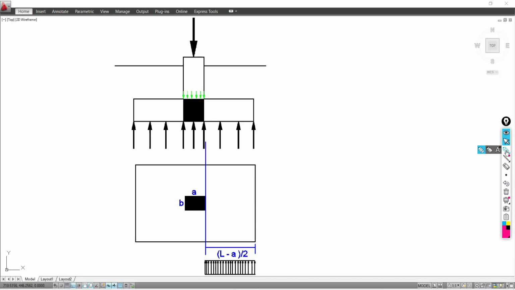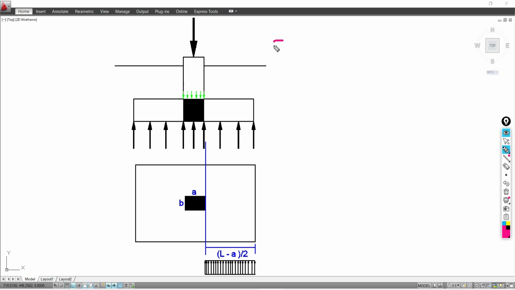So here we have to calculate the moment at the face of your column along the length of your foundation, as well as the moment at the face of your column along the width of your foundation. In both directions you have to calculate the moment at the face of your column. So here I am going to explain how you can calculate the moment at the face of your column along the length of the footing.